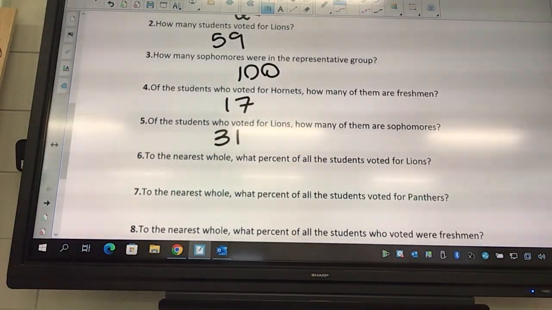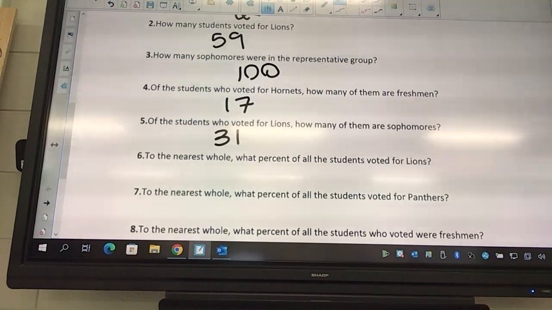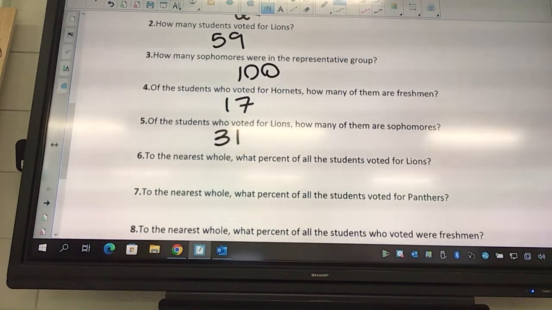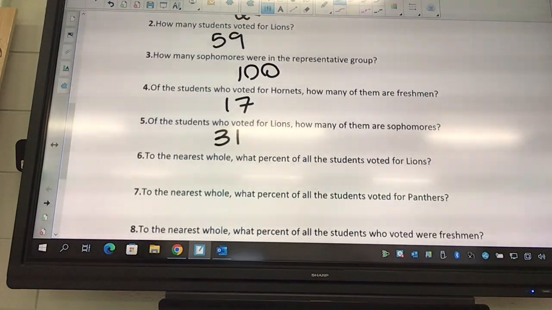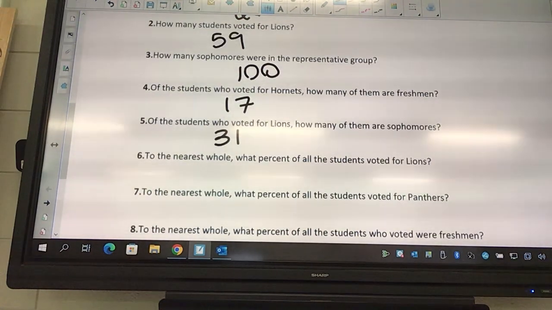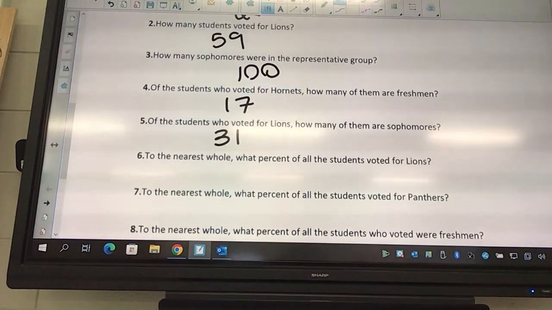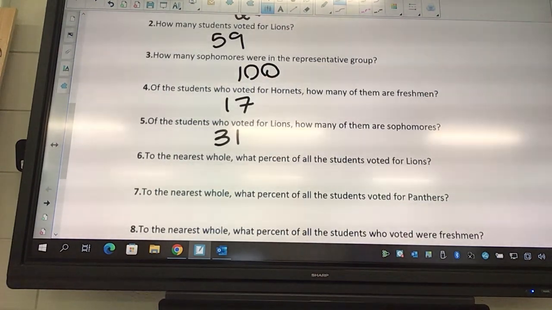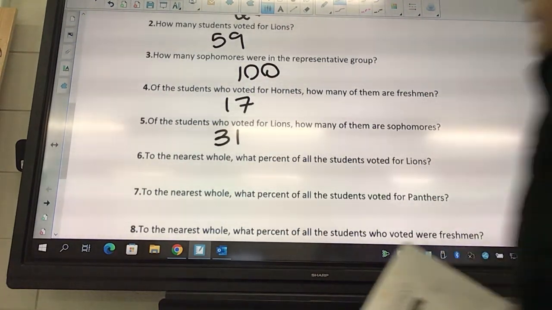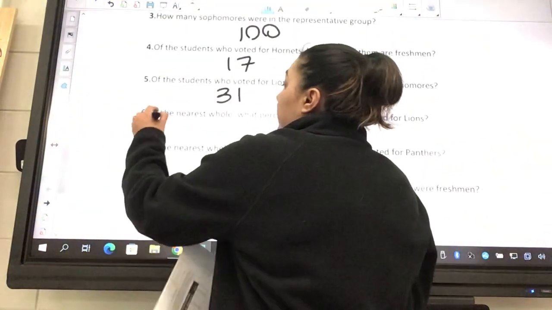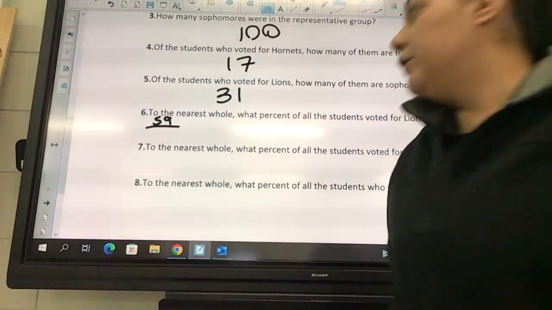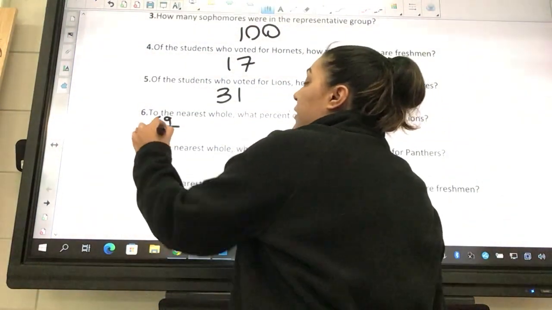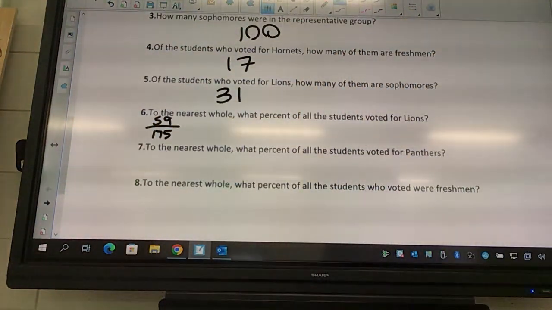Okay, now here's where we start getting a little bit of a difference. So all that's what we did on Friday, nothing new. To the nearest whole, what percentage of all students voted for Lions? So how many students voted for Lions? 59. How many students voted all together? 175. So on your calculator, you're going to say 59 divided by 175.